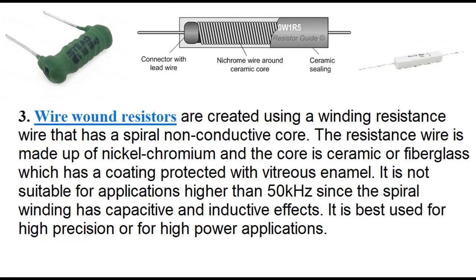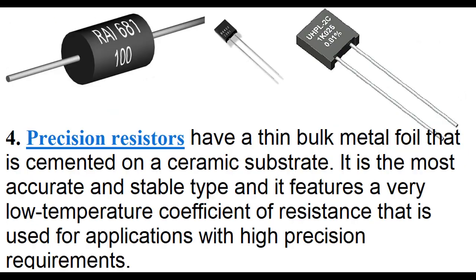3. Wirewound resistors are created using a winding resistance wire on a spiral non-conductive core. The resistance wire is made up of nickel chromium and the core is ceramic or fiberglass which has a coating protected with vitreous enamel. It is not suitable for applications higher than 50 kHz since the spiral winding has capacitive and inductive effects. It is best used for high precision or for high power applications.